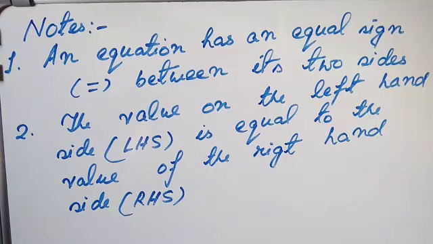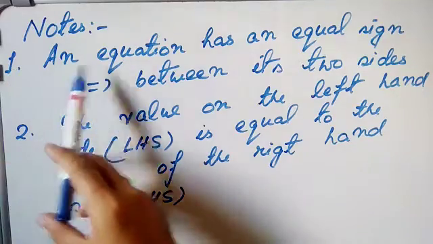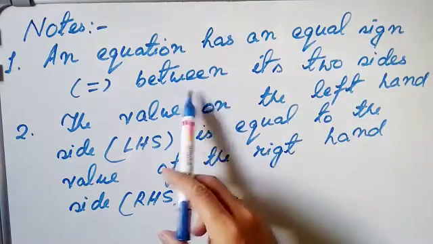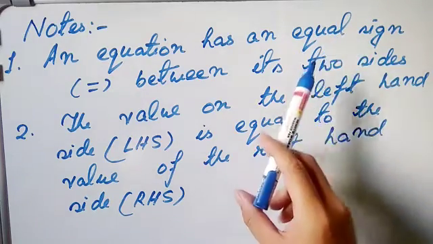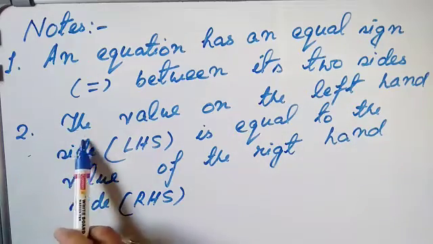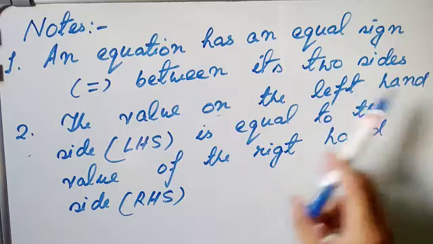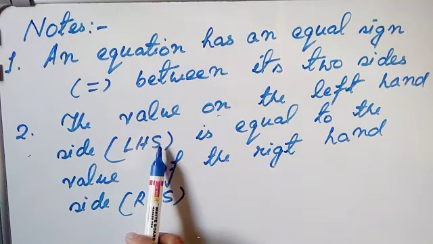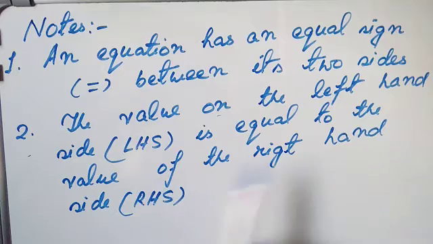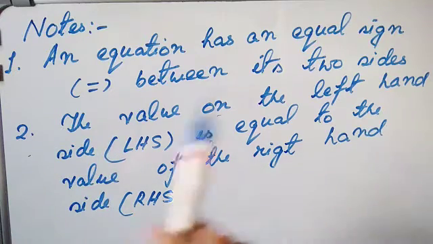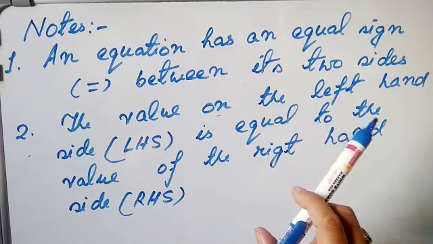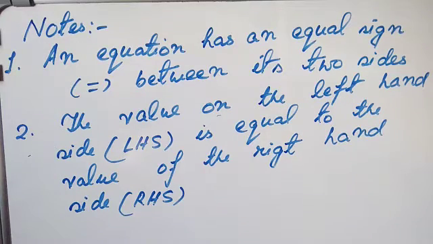Next, students, there are a few points that we need to know in an equation. So the first point says that an equation has an equal sign between its two sides. So in every equation there is an equal sign between the two sides. And the next point says that the value on the left hand side, which we can call in shortened form LHS, is equal to the value on the right hand side, or simply RHS. So point number 2 says that the value on the left hand side will always be equal to the value on the right hand side. Understood?